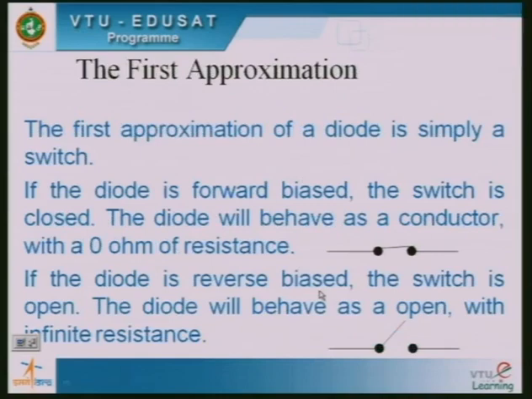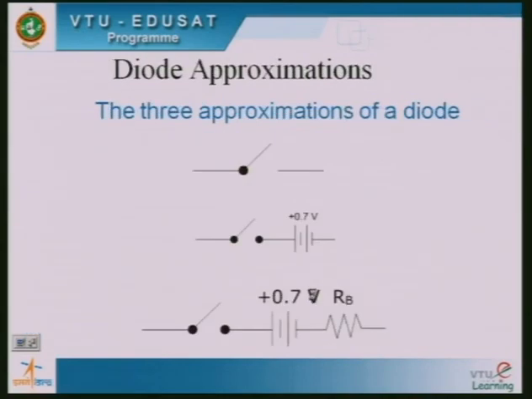So if you look into the models of the diode approximation, finally, to conclude, there are once again three approximations of the diode. In the first approximation, the diode is simply represented by a switch, either a closed switch or an open switch. Whenever the semiconductor diode is forward bias, it acts as a closed switch. Whenever it is reverse bias, it is represented by an open switch.